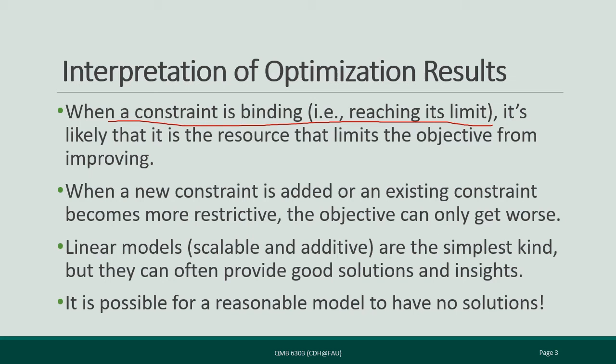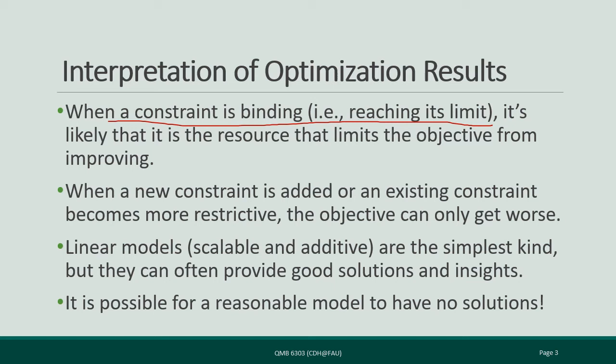So when the constraint is binding, it means it's more than likely that it is the resource that limits the objective from improving. So when you see that you have to spend $10 in fuel in order to reach the optimal route, maybe if you spend a dollar more, the route can be improved, but you can't do that simply because that is the limit that you give to this problem. So when the constraint is binding, it usually indicates that particular resource is actually limiting the objective from improving.